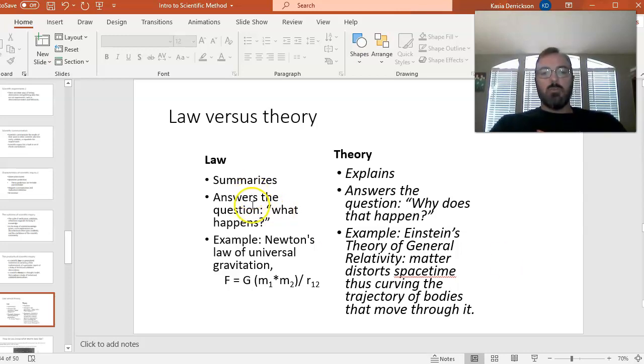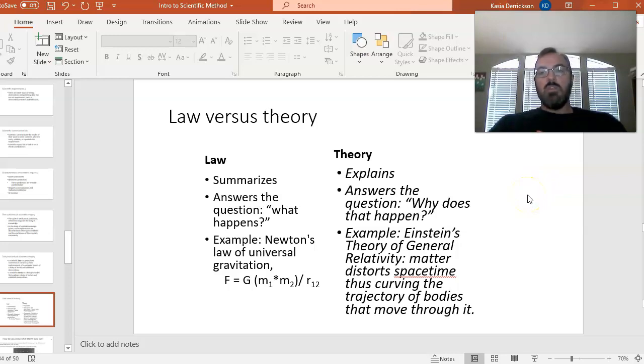So here's just a quick example. A law summarizes. An example would be gravity. It's the law of gravity. It has a formula that goes with it. So this formula is a summary of repeated observations of things fall. And more generally speaking, things are attracted to each other through the law of gravity, as explained by this formula here. Whereas a theory explains.